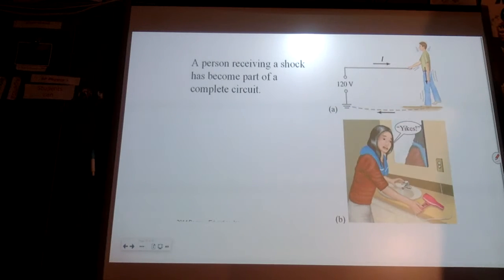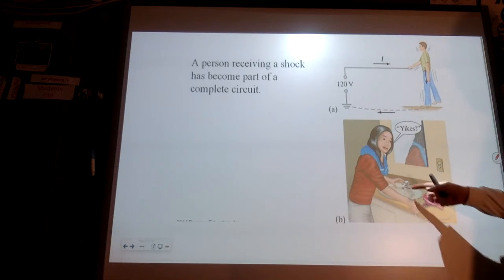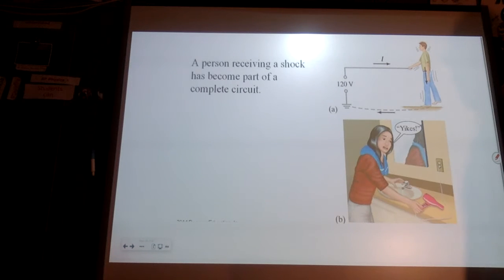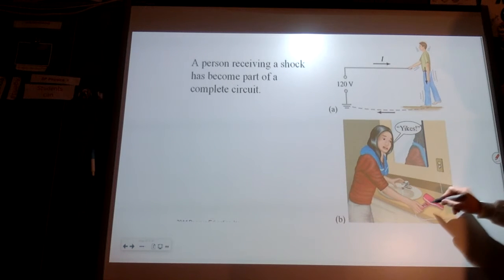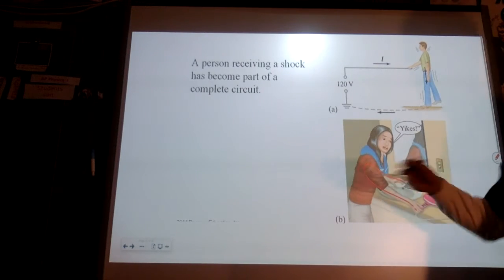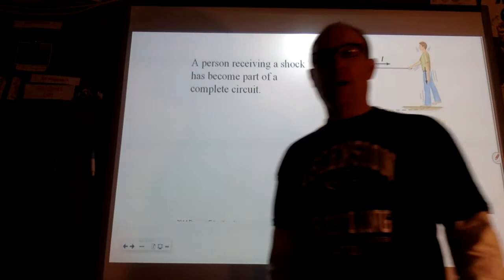This is the symbol for ground. This lady is touching the metal here, and it must not be a GFI there, so there must be charge building up, and she's becoming part of the circuit. So she provides a path for extra charge to go, and that's what's dangerous if it runs across where your heart is.